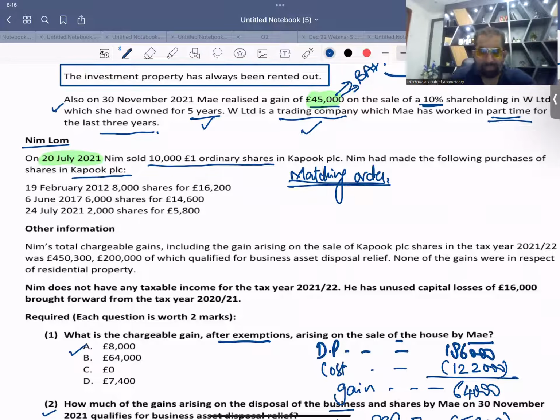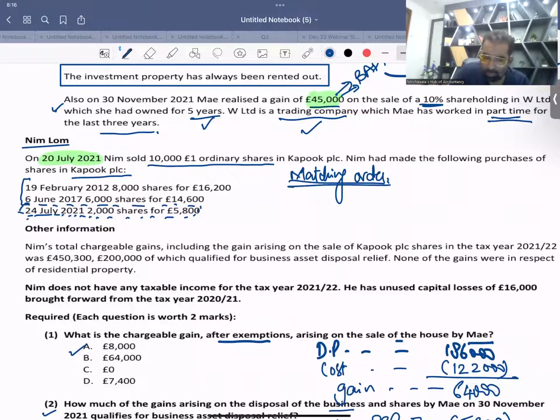Now, these two share purchases, 8,000 and 6,000 shares, were bought before the disposal date. Use your mind. Whatever shares we buy before the disposal date, they go in the pool. But see this, some shares are bought on 24th July 2021.